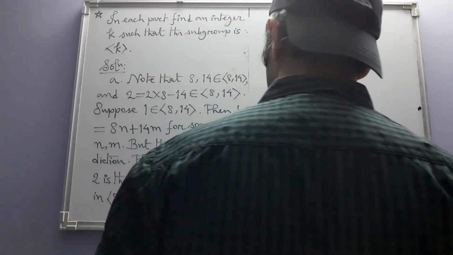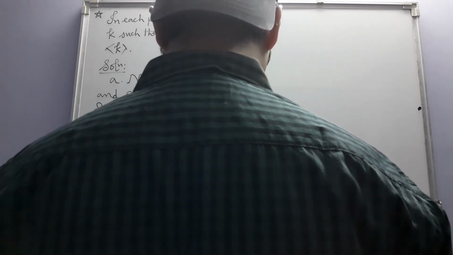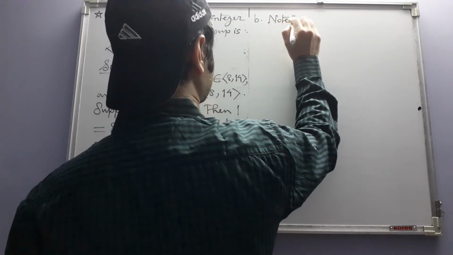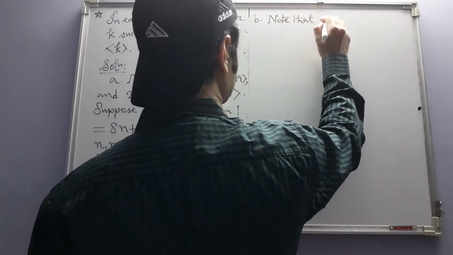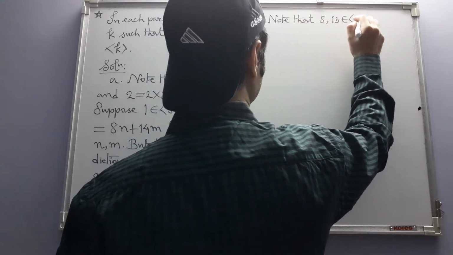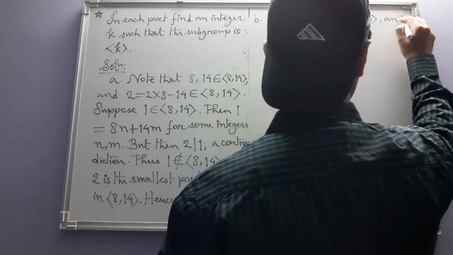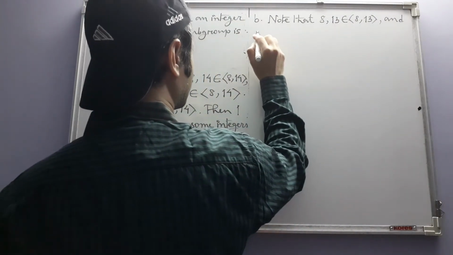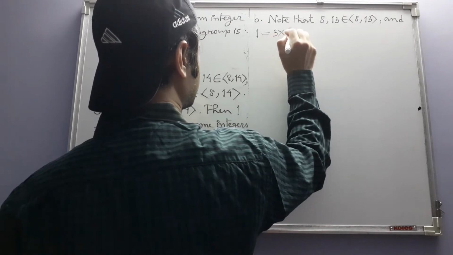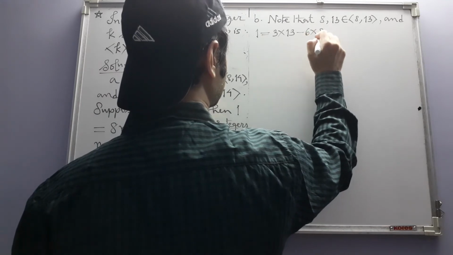B. In B we have 8 and 13. Note that 8 and 13 both of course belong to the subgroup generated by them, and 1 is equal to 3 times 13 minus 6 times 8.